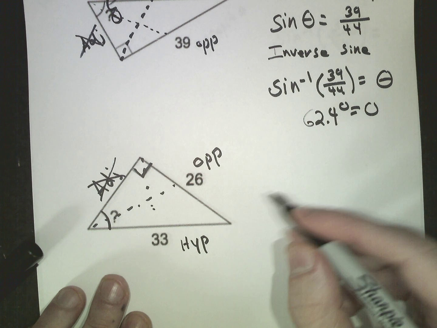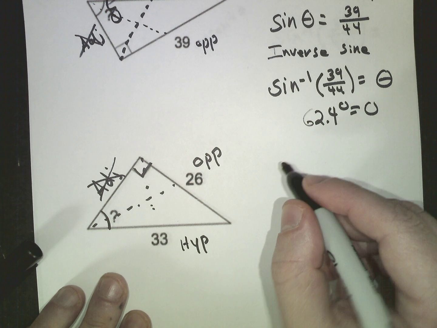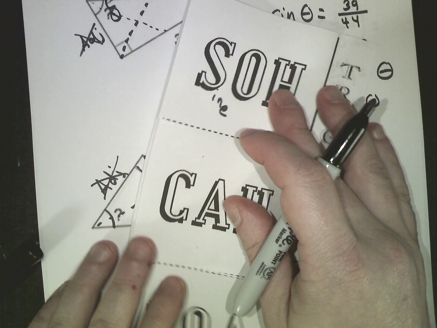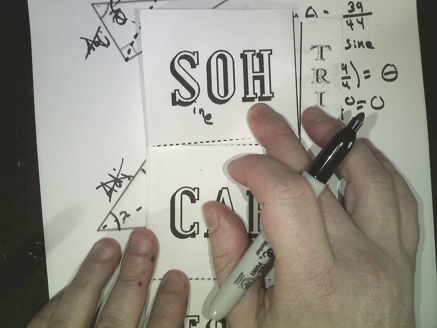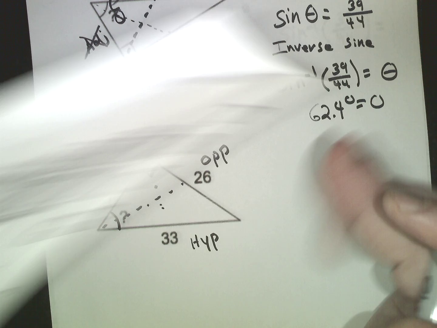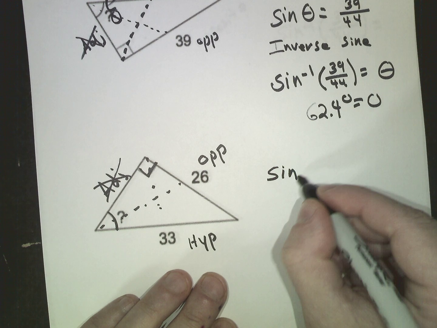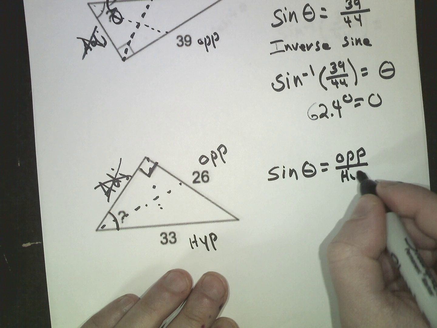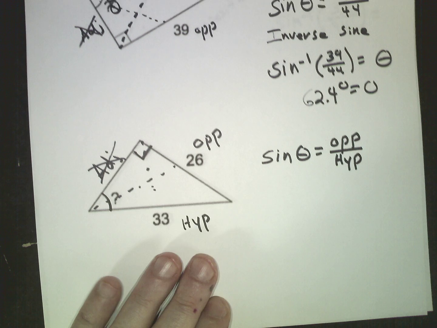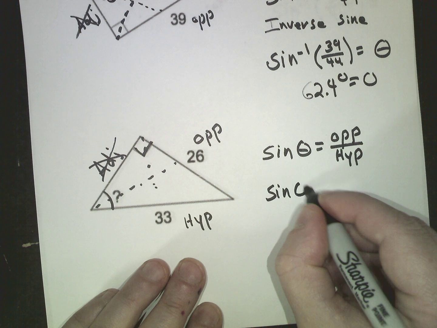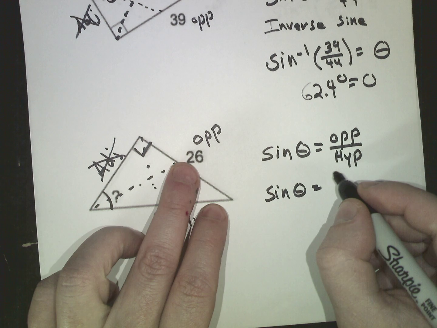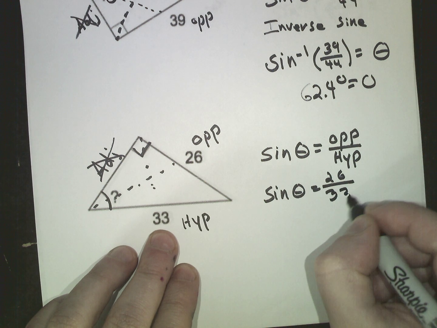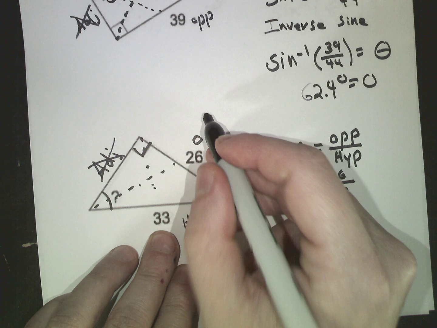Okay, next. So this means I have opposite and hypotenuse. If we remember from the last problem, we look at these things and we say, well, the only one that works here is opposite over hypotenuse, which is sine. So sine of theta equals opposite over hypotenuse. Sine of theta, opposite is 26. 33 is our hypotenuse.